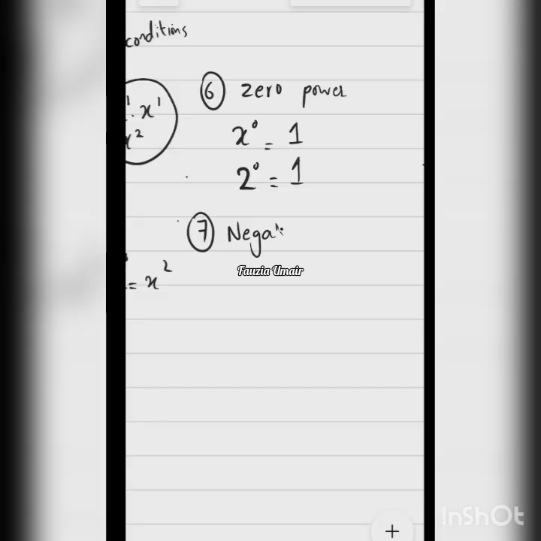So zero power we have discussed. Now we are going to discuss what if the power is negative. For example, what if the power is x raised to power -3? So what should I do with this?